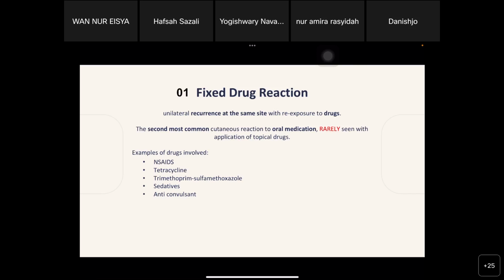Examples of drugs involved in fixed drug reaction include non-steroidal anti-inflammatory drugs, NSAIDs, which we commonly use. Second is tetracycline. Third is trimethoprim-sulfamethoxazole. Sedatives and anticonvulsants can also cause this type of drug reaction.